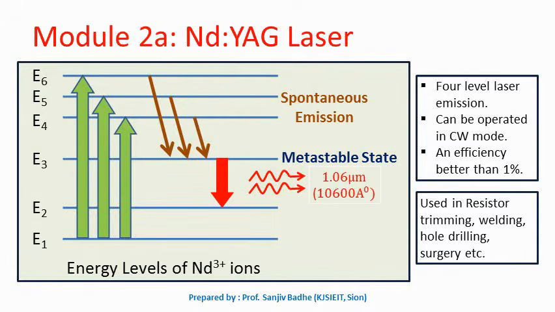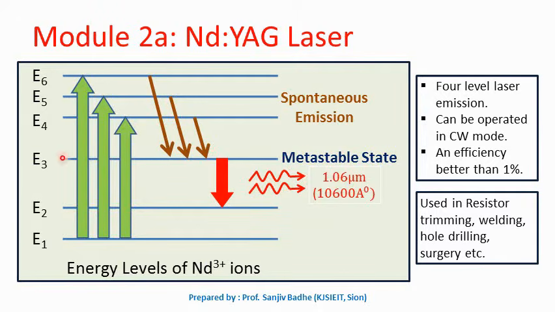Immediately they will fall, once their lifetime in these levels gets over, which is of the order of 10 raised to minus 8 seconds. They will immediately fall to the lower energy levels. So some of them will come to E3, some of them will directly come to E2, or some of them will directly come to E1 also. The neodymium ions coming to E2 will immediately fall to E1.